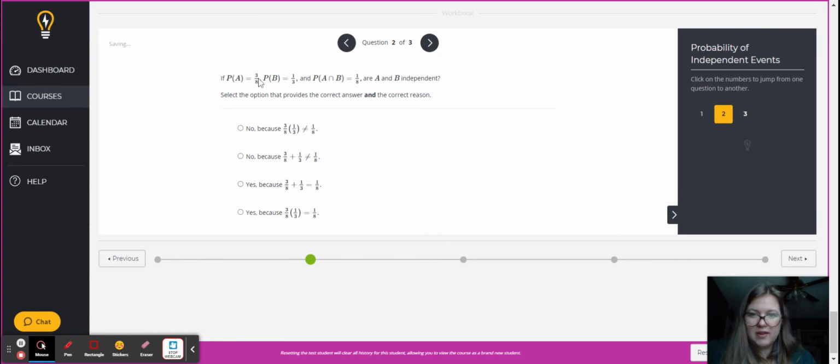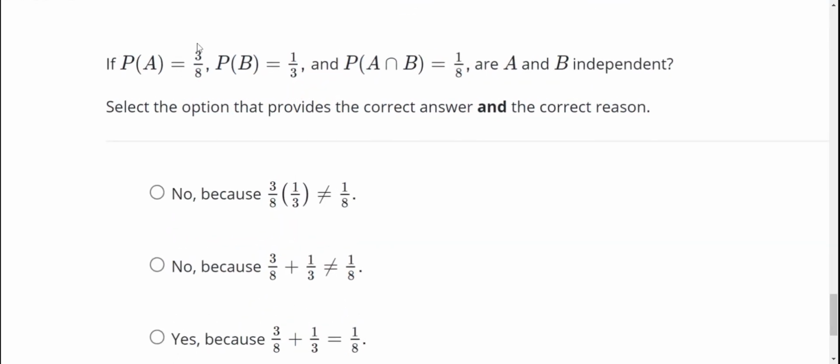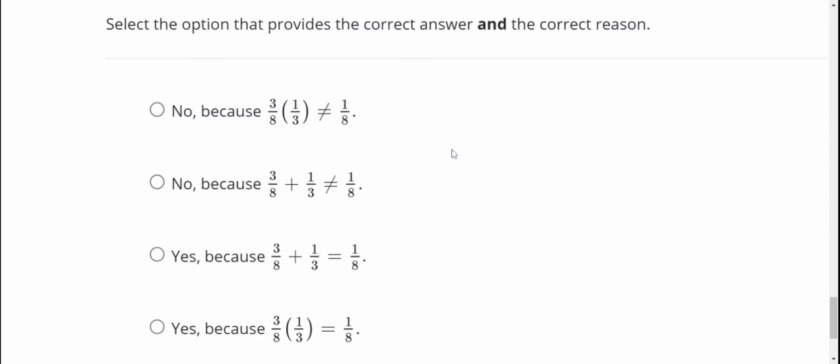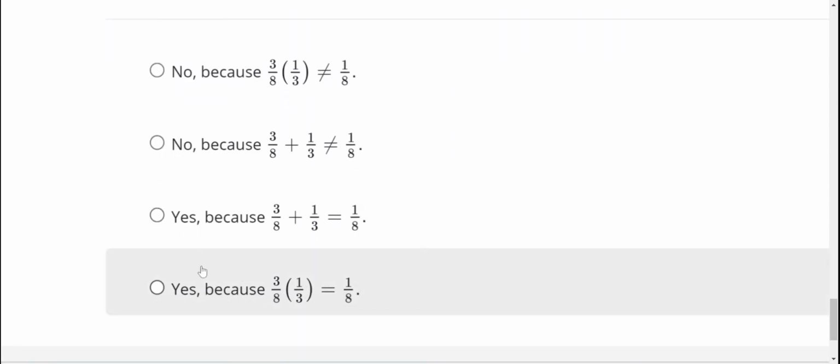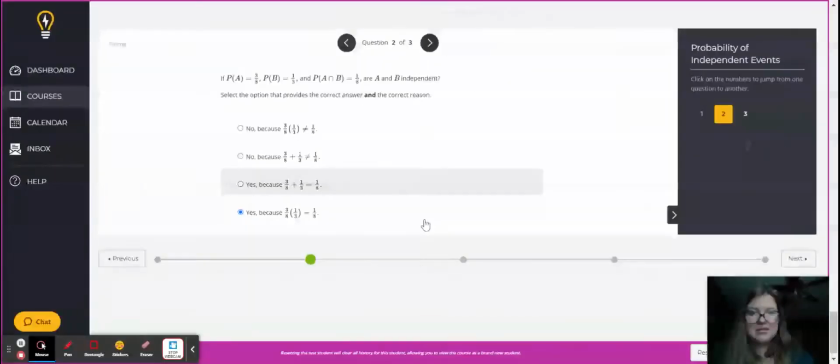So we have 2 events. We have these 2 events we want to know about, and we know that together it's 1/8. So if we multiplied 3/8 and 1/3, let me zoom in on this. When you multiply those, the 3's will cross out and it would be 1/8. So the answer is yes, because when you multiply them, 1/8 is the answer.